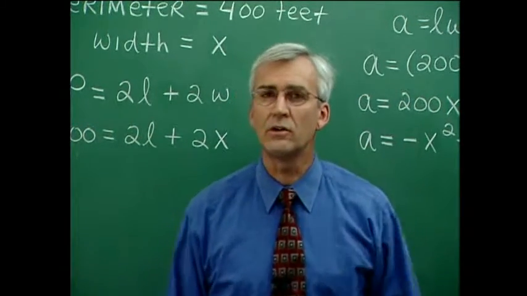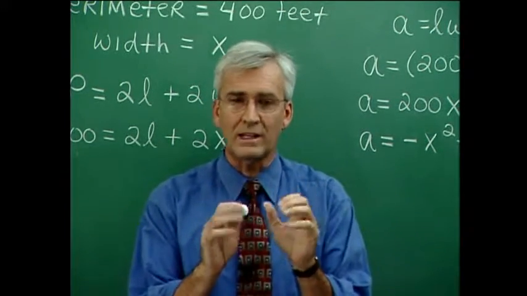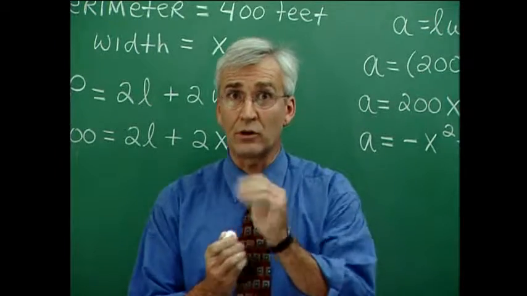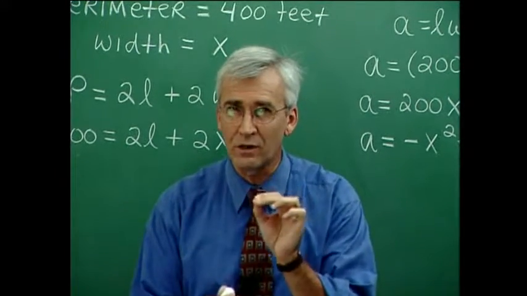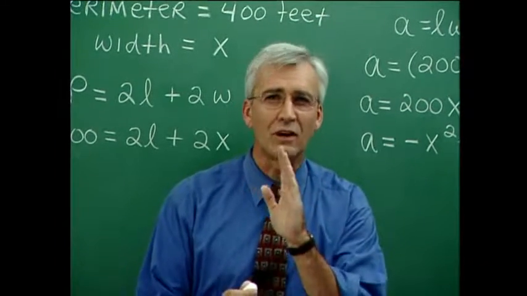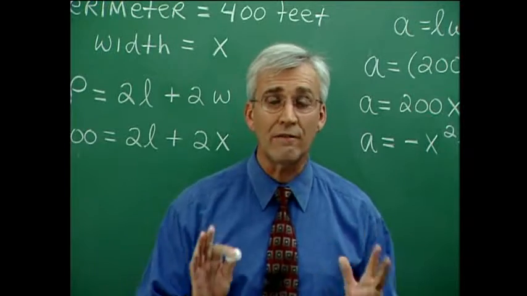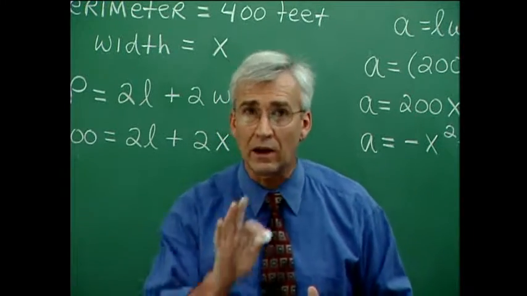Now what we're trying to do is find the dimensions of a rectangle whose perimeter is 400 still, but the dimensions of the rectangle which has the largest area. So we're going to write area as a function of the width. Now here's how we do that.